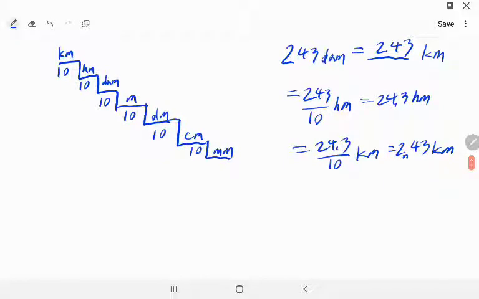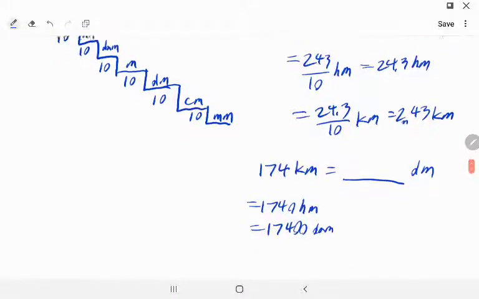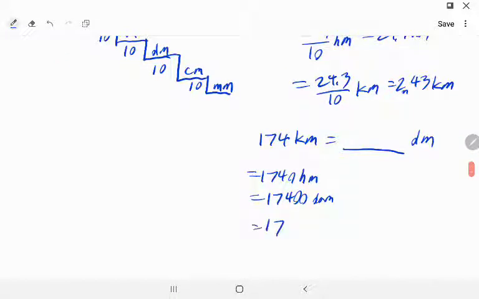If we run the other direction, if we had 174 kilometers and we wanted to turn that into meters, let's use decimeters. Make it a little harder. We notice now we're going to multiply by 10 to get to hectometers. That's going to be 1,740 hectometers. That's going to be 17,400 decameters. Then that's going to be 174,000 meters.